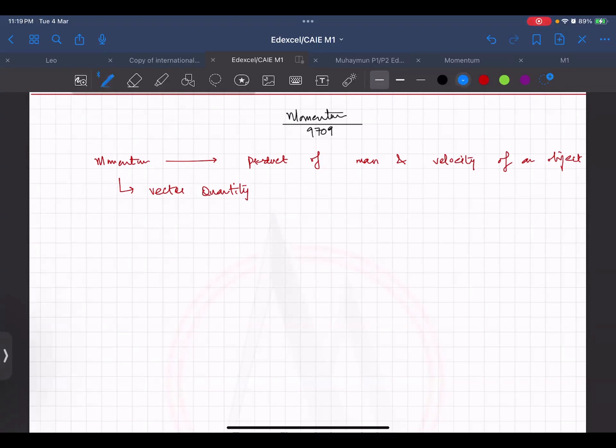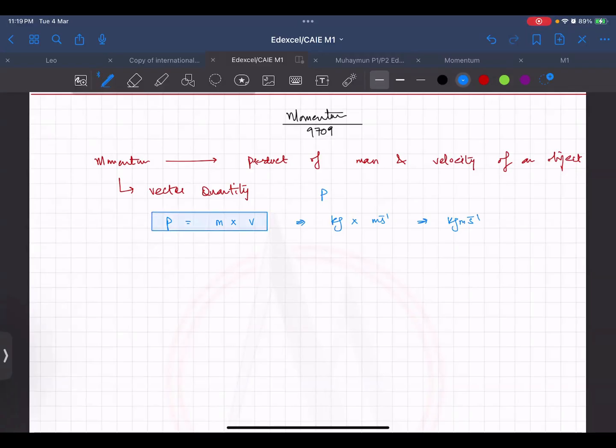So the symbol they mostly use for momentum is P. So P is equal to M times V, and the units would be simply kg meter per second. This is the most basic formula for momentum of an object.